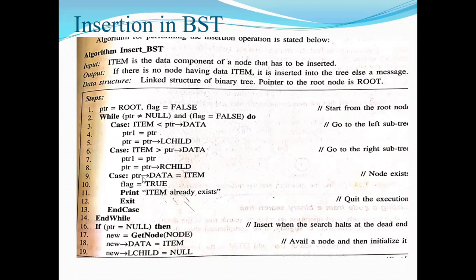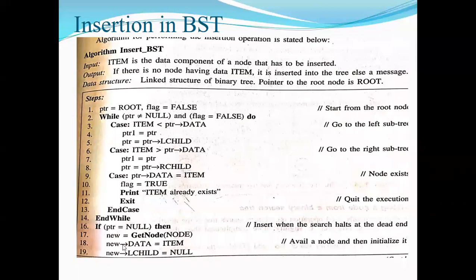Then the next case is if PTR.data is equal to item. If PTR.data is equal to item, then we will set the flag, that is flag equal to true, and we will print item already exists. So these initial steps will find the position for insertion, whether it is going to the left side or to the right side. For finding that, we write this while loop.